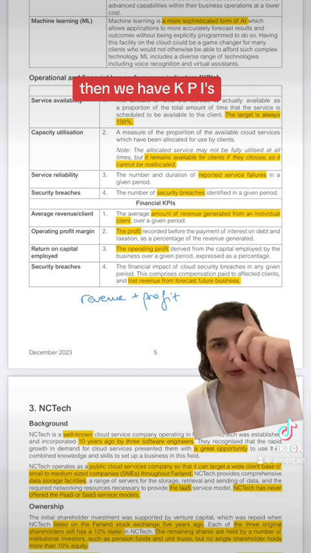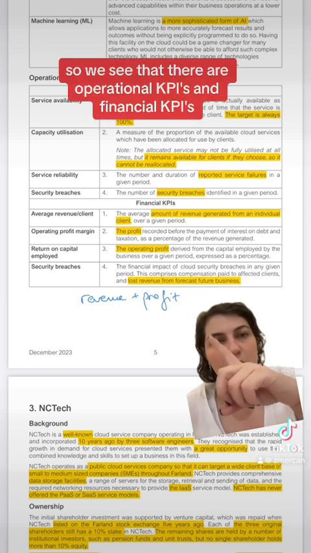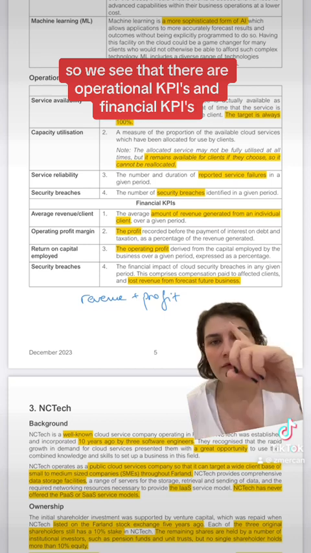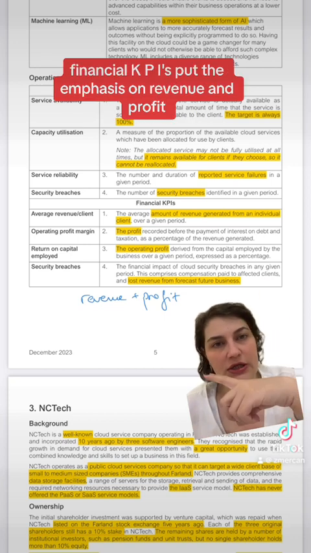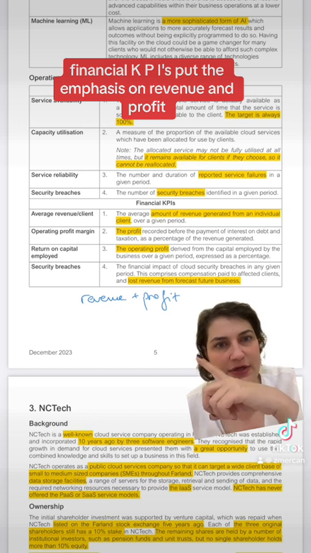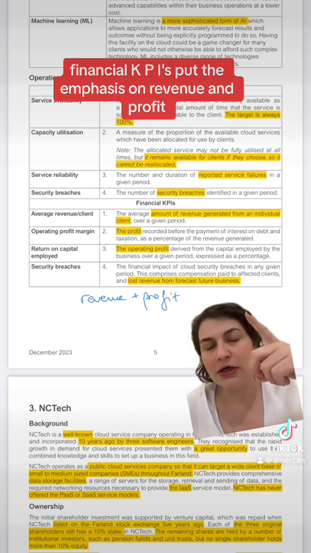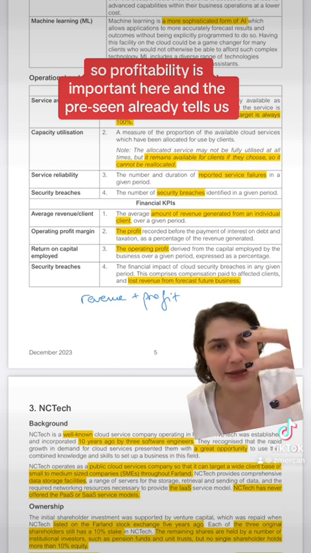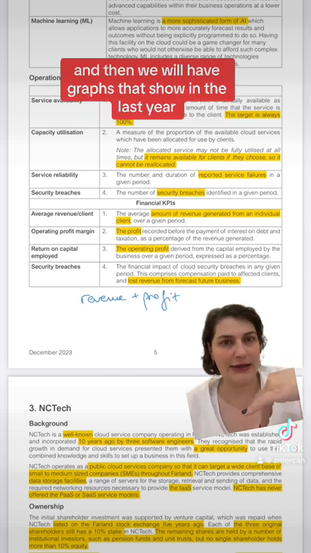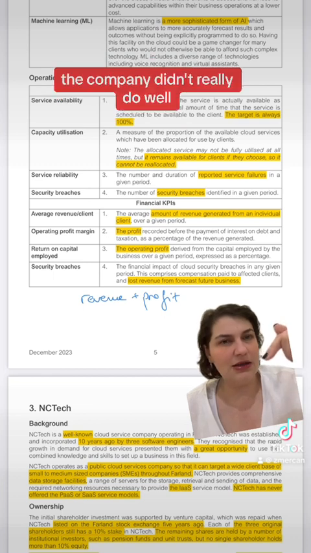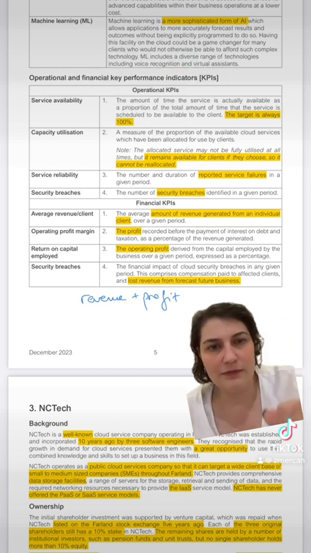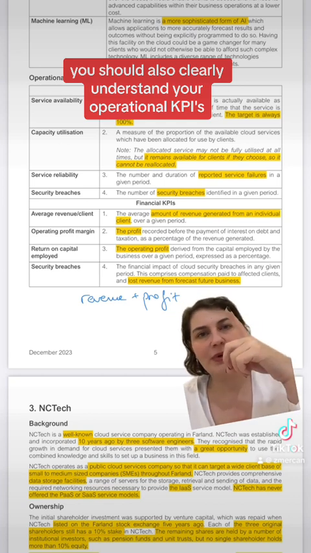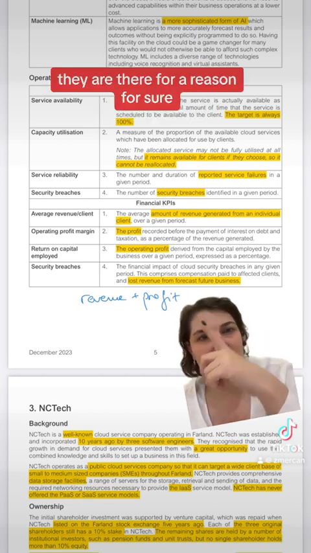Then we have KPIs. We see that there are operational KPIs and financial KPIs. Financial KPIs put the emphasis on revenue and profit. So profitability is important here, and the pre-seen info tells us, and then we will have graphs, that in the last year the company didn't really do well. You should also clearly understand the operational KPIs. They are there for a reason, for sure.